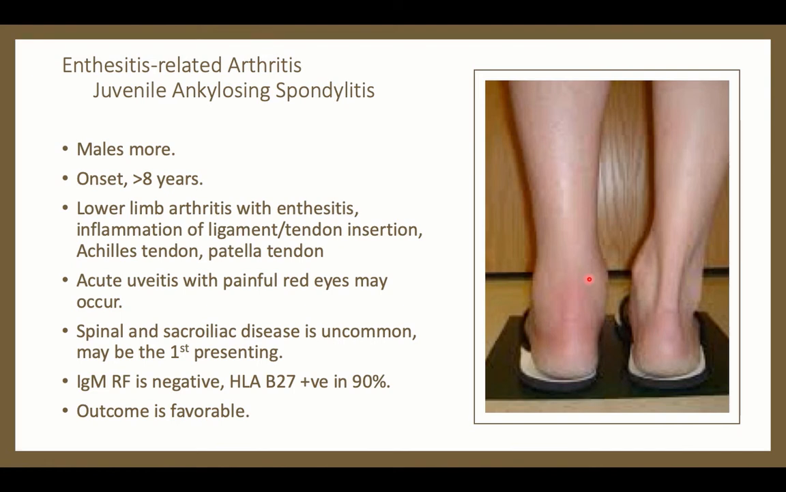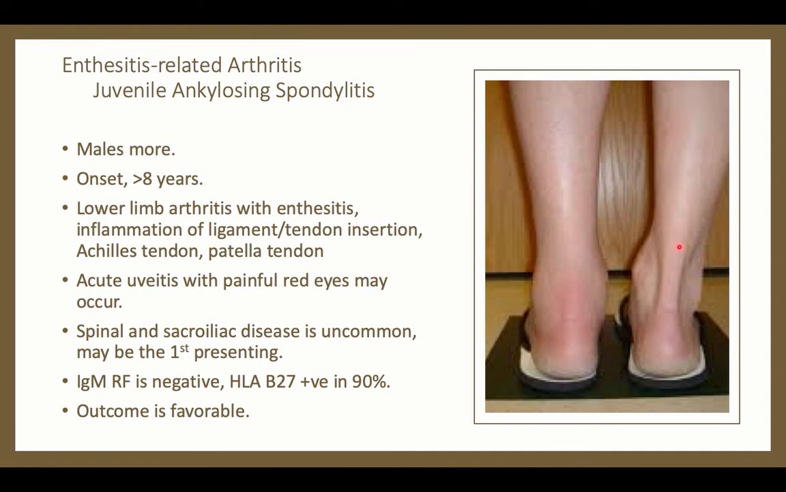Another entity is called Enthesitis-related arthritis, or Juvenile Ankylosing Spondylitis. That is the old name, Juvenile Ankylosing Spondylitis, known to start with low back pain, especially in the morning, that usually improves along the day. Now it's called Enthesitis-related arthritis. By enthesitis we mean inflammation at the site of insertion of tendons and ligaments.